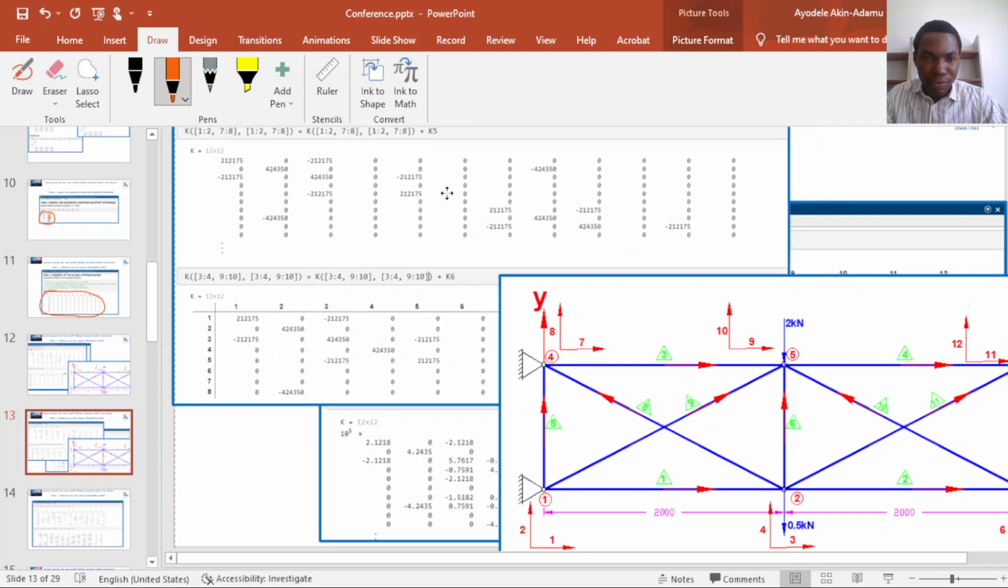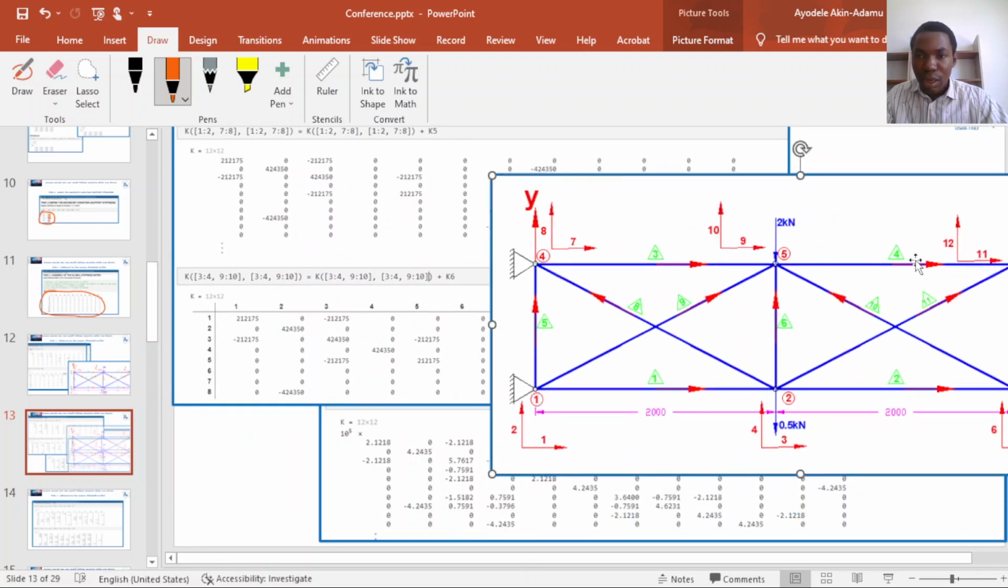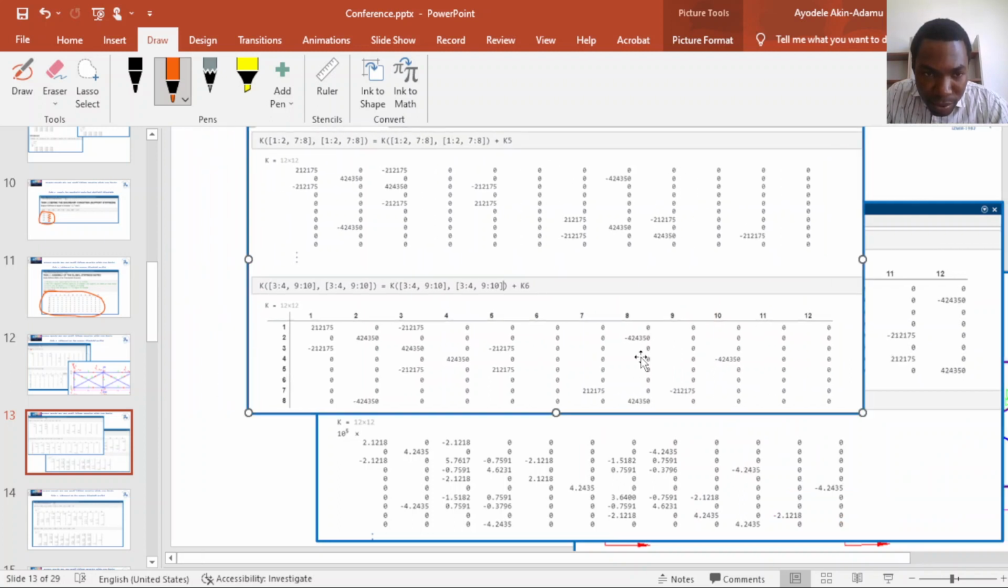For K6, that's element 6. Element 6 is located between node 2 and node 5. This is element 6 here. It's located between node 2 and node 5. The degrees of freedom will be 3, 4, 9, 10. Let me send this to the back. I want to highlight 3, 4, 9, 10.